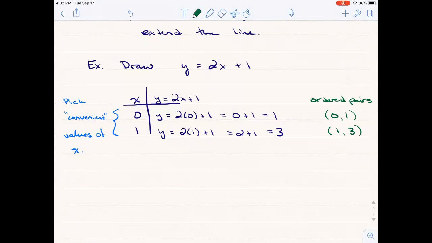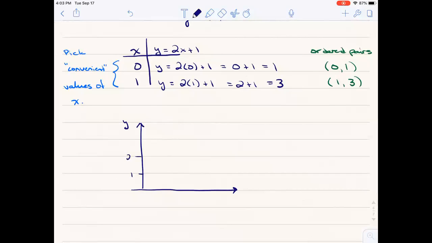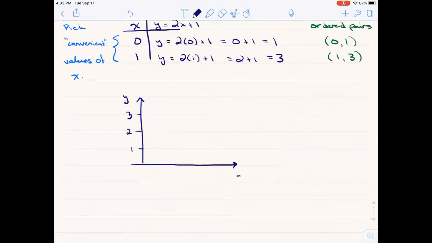Now, the stuff I wrote in green is kind of optional on the side, but that's how we're going to find these points on the graph. And because I'm drawing my own axes, I have to figure out what values of x I need. Right here, I only looked at x equals 0 and x equals 1. So maybe a little bit more than that, but not too much more. And my y's went from 1 to 3. So as long as I can fit 1 to 3 in there, I'm okay. So on the y-axis, I've got 1, 2, 3. And on the x-axis, I've got 1, 2, 3.